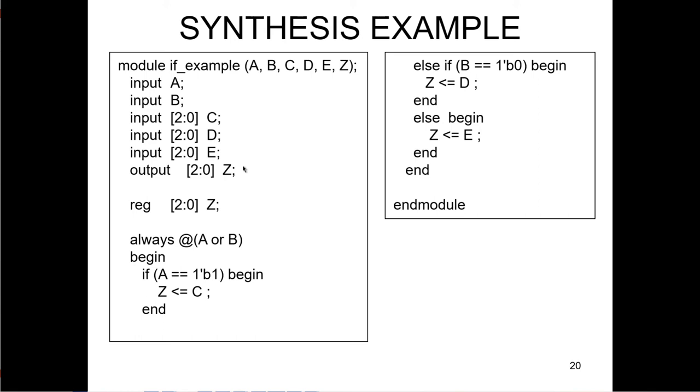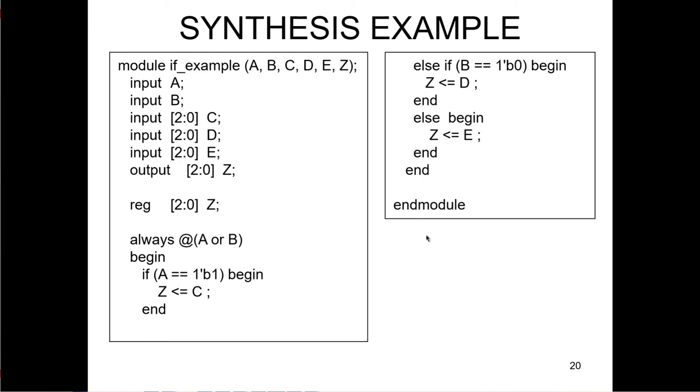Okay, so let's just look at this for a second. What's going to be synthesized here? If we look at this, we have an always block with two level signals. So we're thinking we're probably going to wind up with combinational logic here. Now we have an if statement, an else if, and an else.